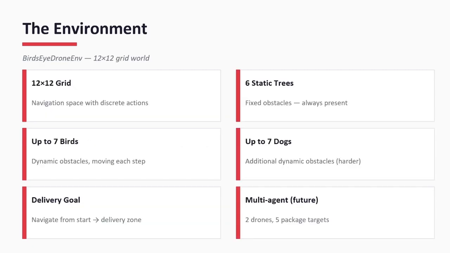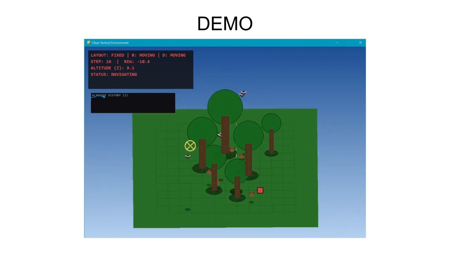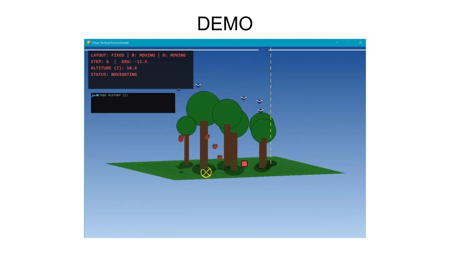The environment is a simple drone delivery environment where the drone has to deliver a package to a location. We have some obstacles. As you can see, we have trees, dogs, and birds, and the drone needs to deliver this package to the location of X.